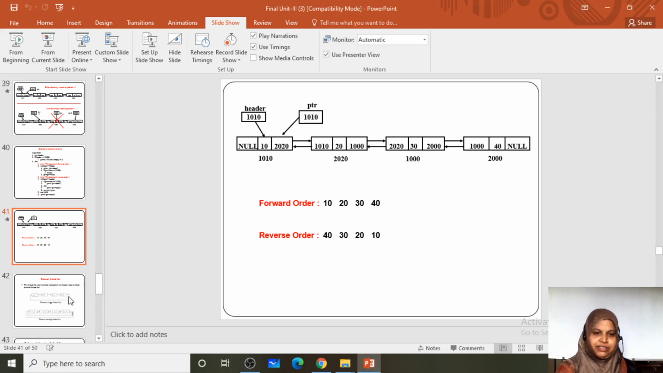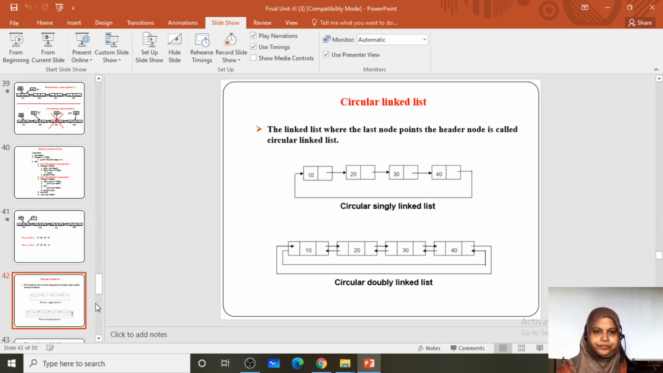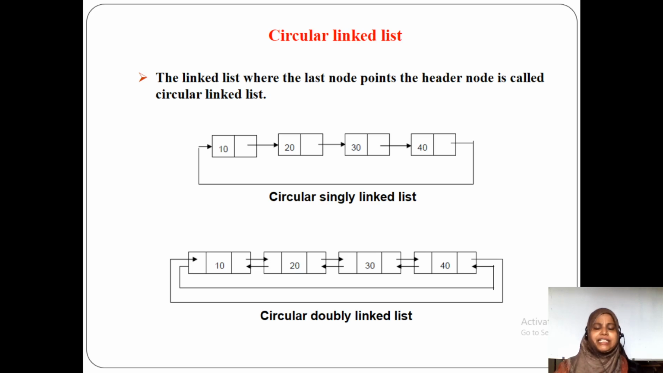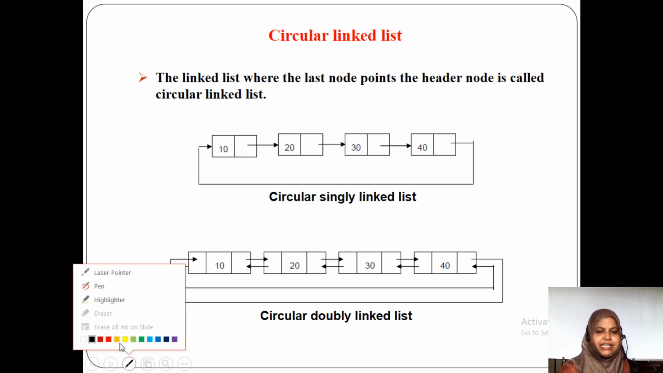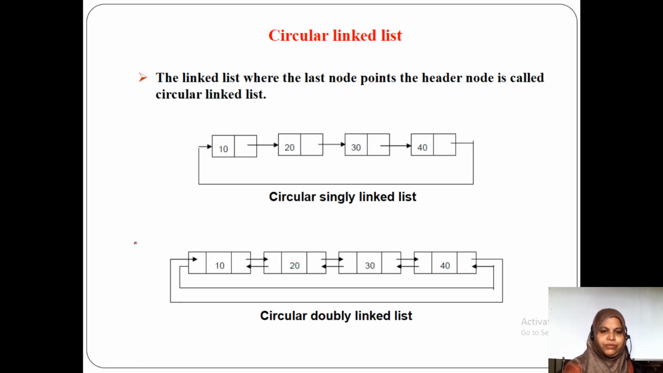Now the circular list. First, what do we mean by a single linked list? In a single linked list we have the nodes, right? This is the first node, next is the next node, 20, third node, fourth node. This is the null value, right? This is the single linked list.